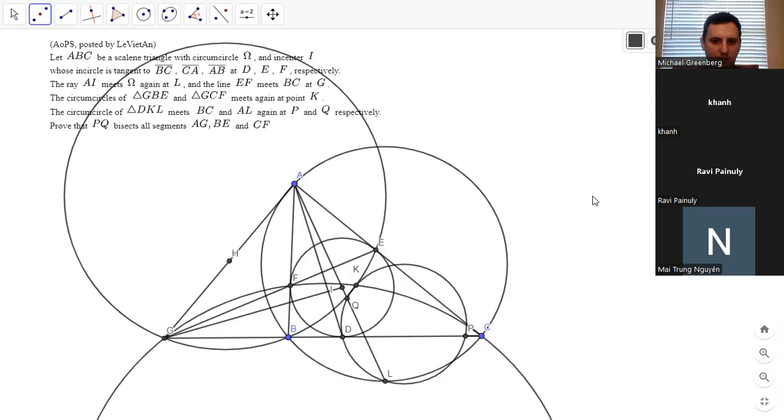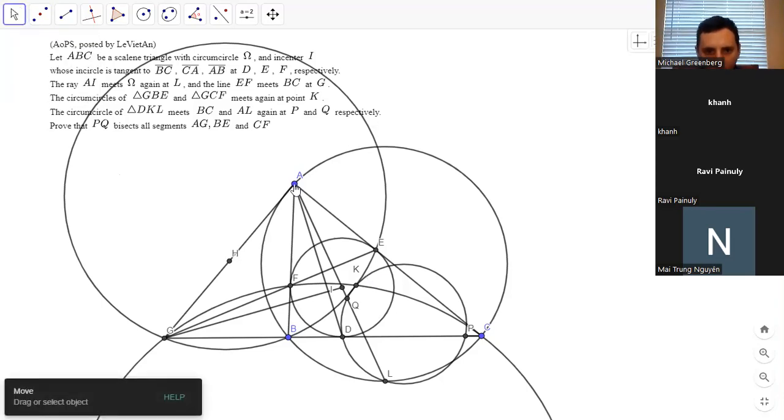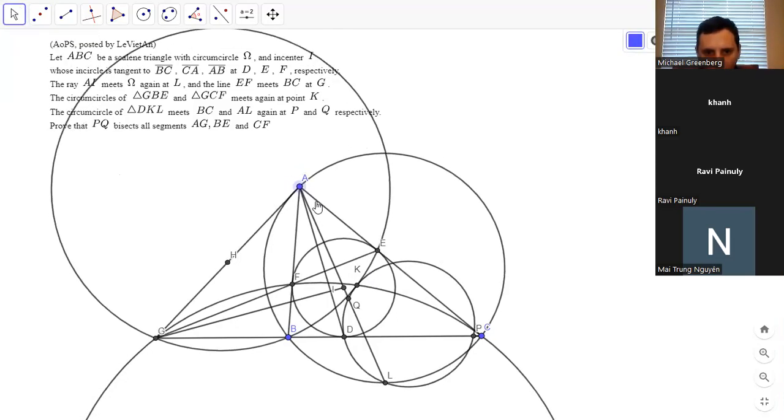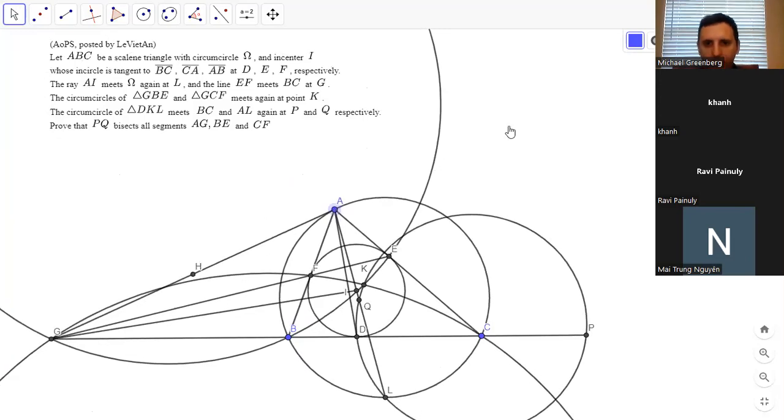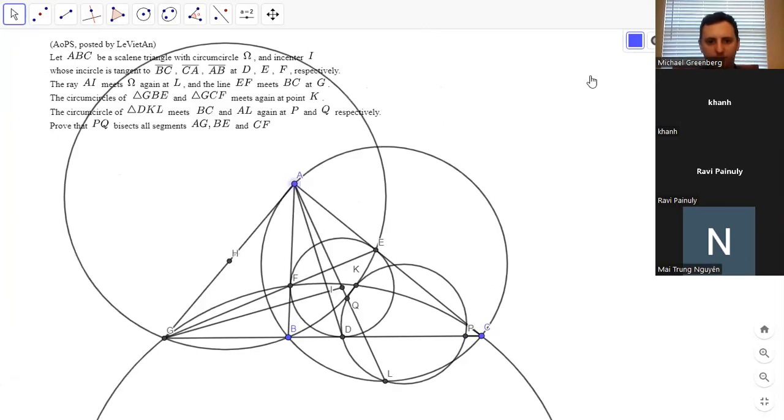I don't know if it's true, but it looks like PQL. I mean, DLK is tangent to. No, actually, it's not. Ah, okay. Yeah, it almost looked true.